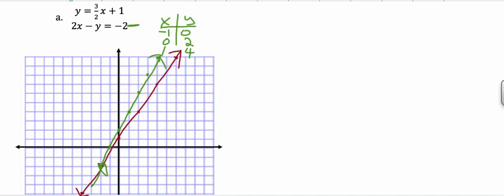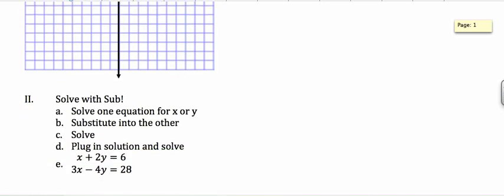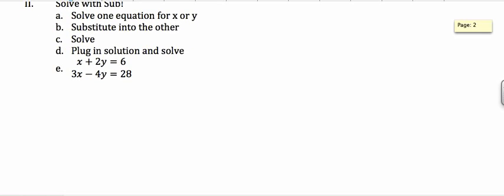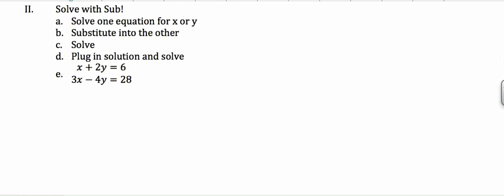And again, we know what the limitations of graphing are. It takes a while, and it potentially can be very inaccurate. So we're going to learn one other way. It's called substitution. Here's how it works.